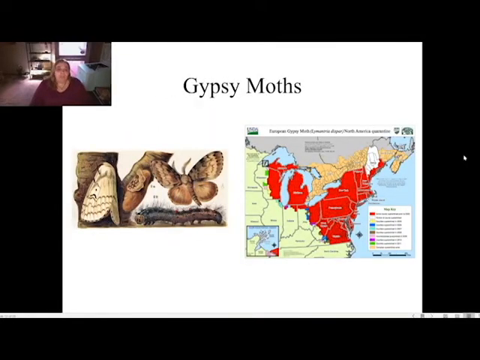Another really common invasive insect is the gypsy moth. So they're an invasive forest pest. They come from Europe, and they're one of the most damaging tree defoliators. Their caterpillars will feed on pretty much any deciduous tree, and they can wipe out an entire tree in just a season.